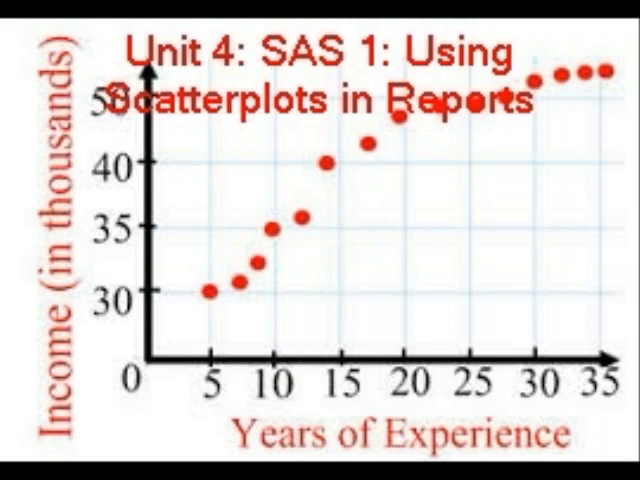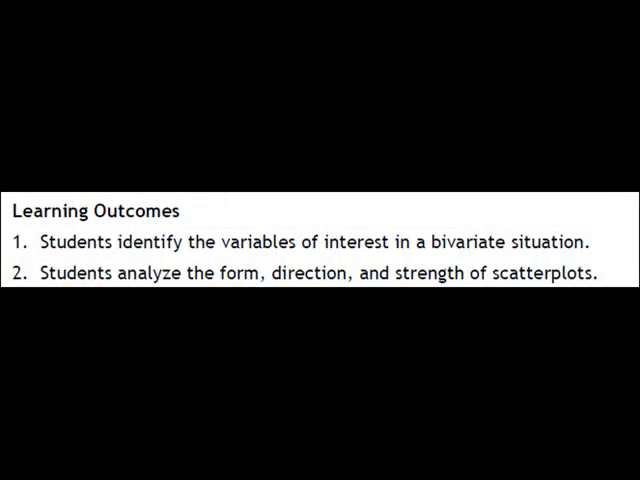Now let's tell you what we're expecting you to learn in this unit or even in this assignment. It's going to be important for your learning objective for you to be able to identify the variables of interest in a bivariate situation. And when I say bivariate, just two variable situations, so in this case x and y. You're also going to be able to analyze the form, direction, and strength of scatter plots. In regards to direction, you've had some experience with this. But the form and the strength are two new concepts that are important to know but you haven't been exposed to.